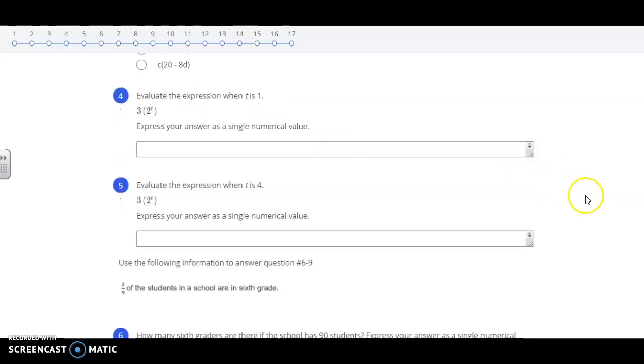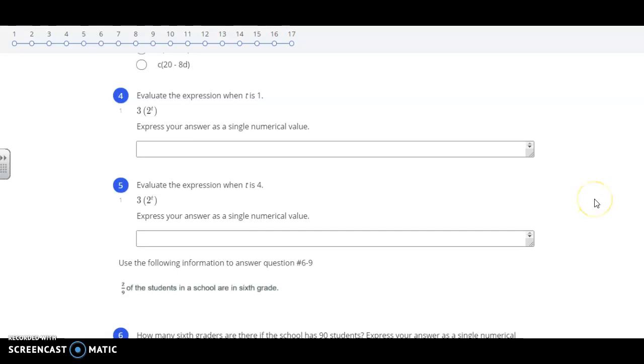Number 4, evaluate the expression when t is 1. The expression is 3(2^t). Express your answer as a single numerical value. Pause and solve.